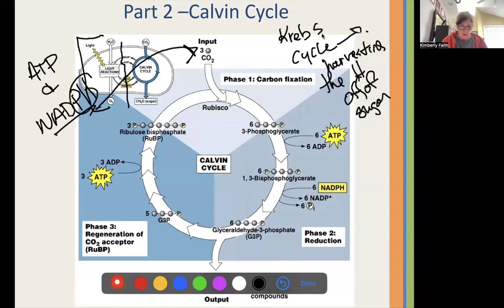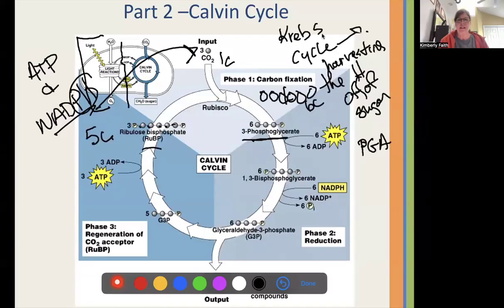So we're going to start by taking RuBP, which is a 1, 2, 3, 4, 5 carbon molecule. We're going to add a 1 carbon molecule, and there's actually a 6 carbon molecule here, but it's so short-lived and splits in half. And that's going to give us this molecule here, which is called PGA, which is short for phosphoglycerate.